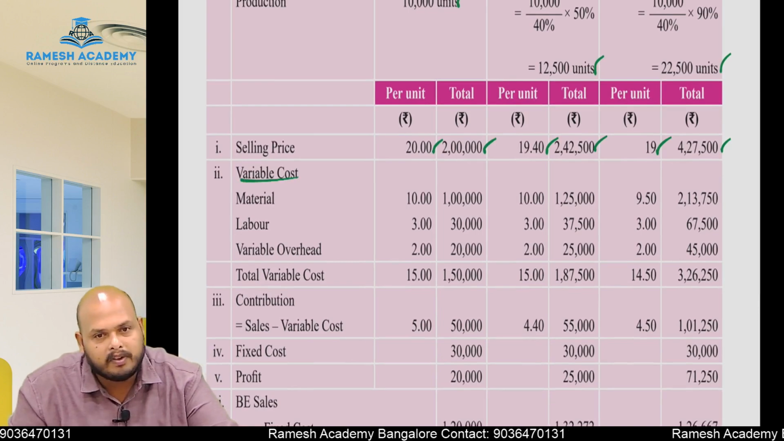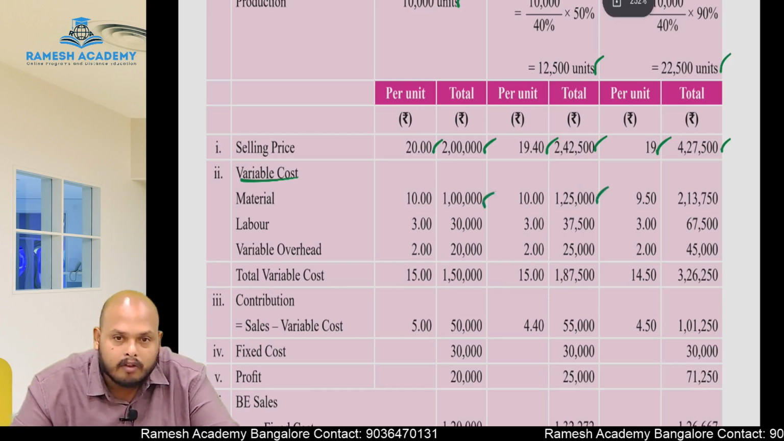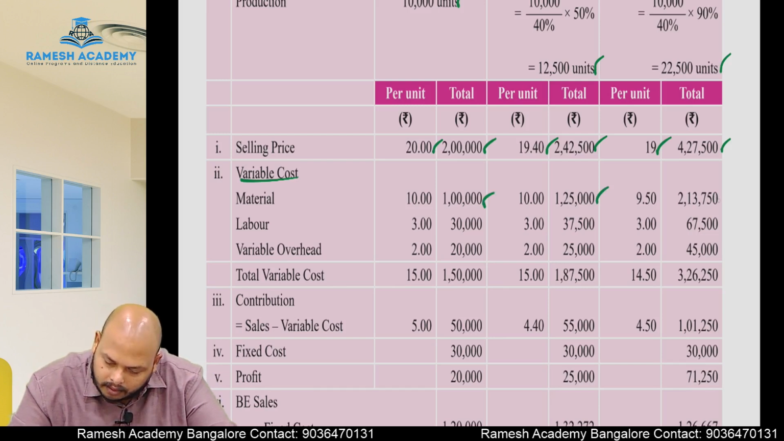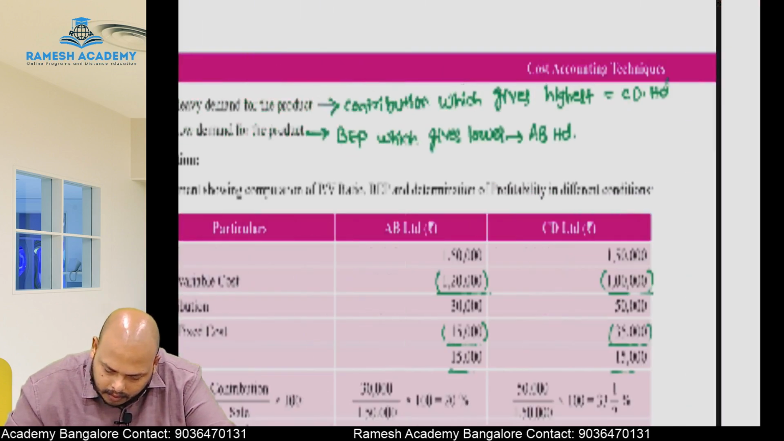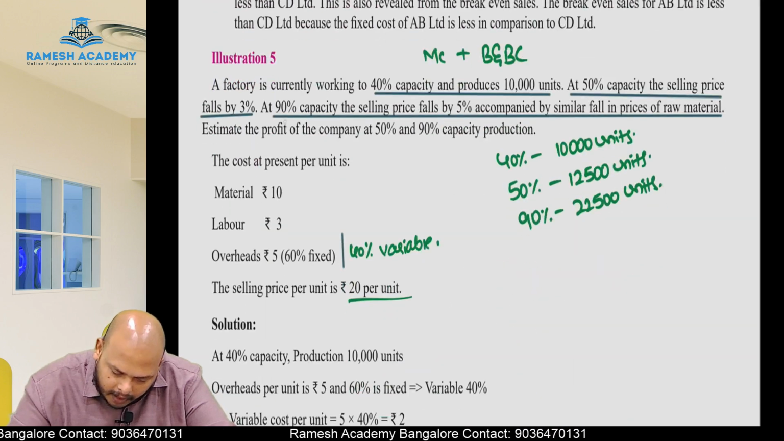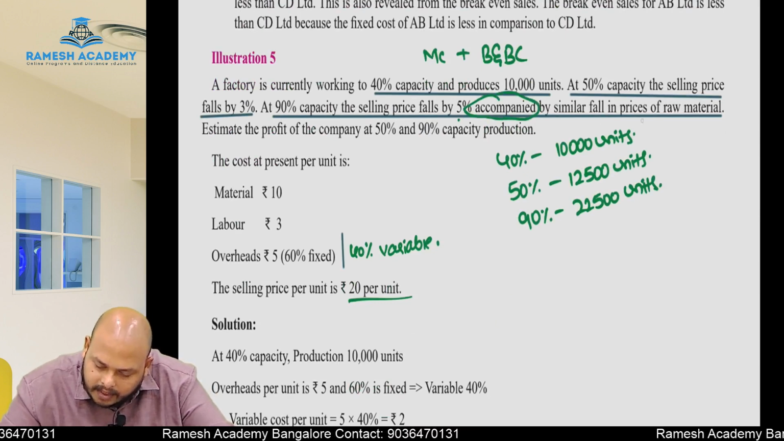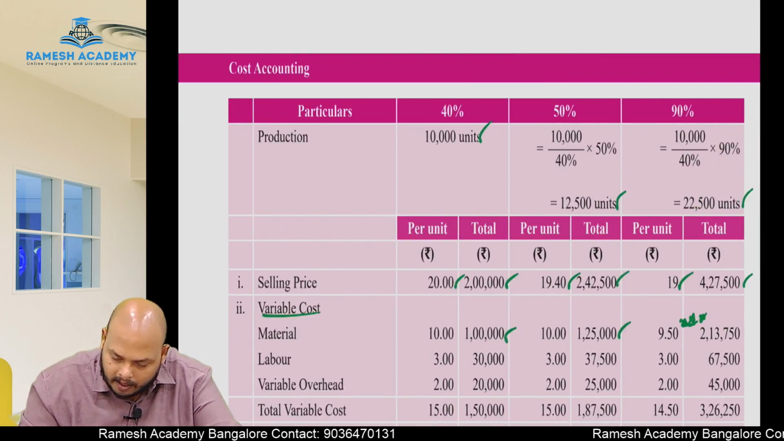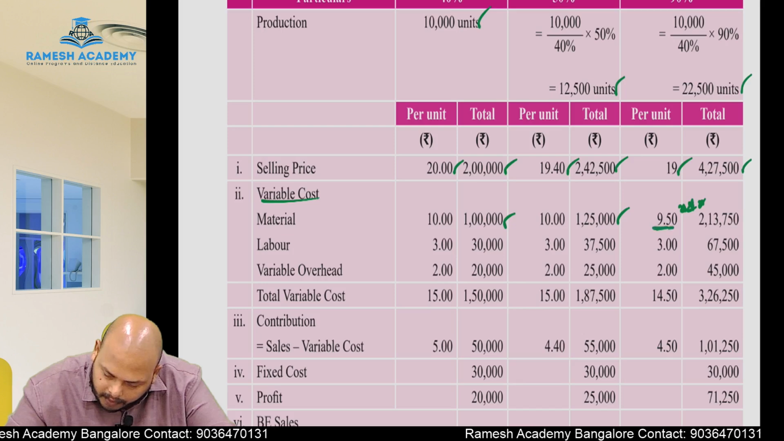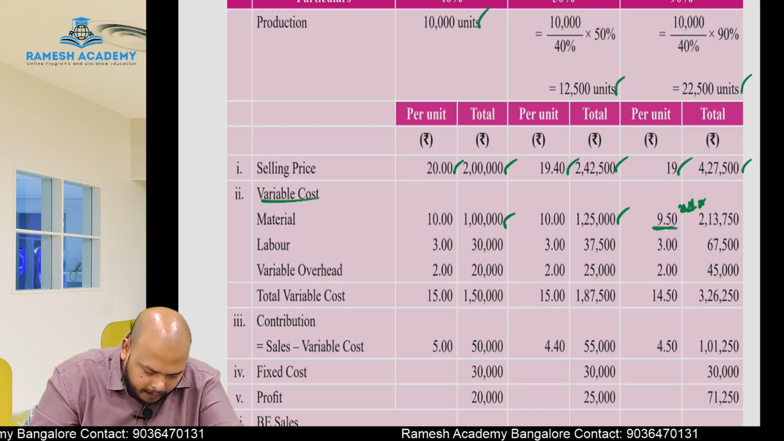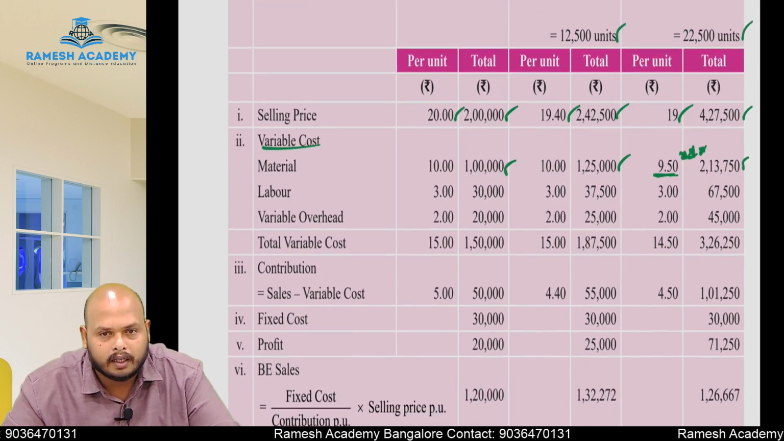Variable cost, he gave cost per unit remains the same. It will not change. 10 into 10,000, 1 lakh. 10 into 12,500, 1,25,000. 10 into 22,500. So, sorry. Here material cost will fall. Here this is important. In the given question, what did he say? Read. At 90% capacity, the selling price falls by 5%, accompanied, means together, by a similar fall in the price of material also. Okay, na? So material will be 10 minus 5%. How much do we have to take here? 9.5. 9.5 into 22,500. How much? 2,13,750. Okay, na?